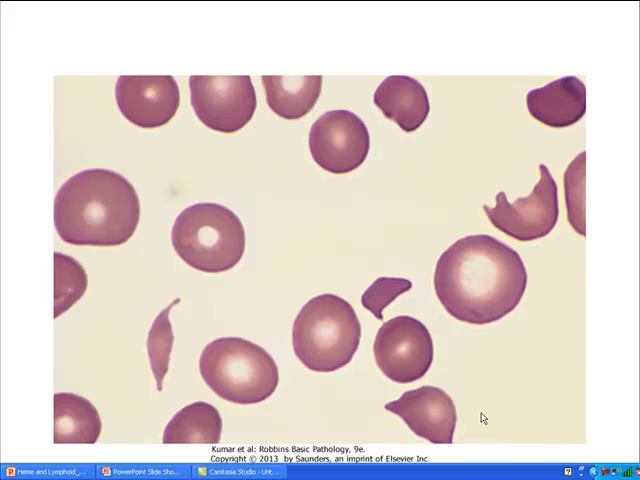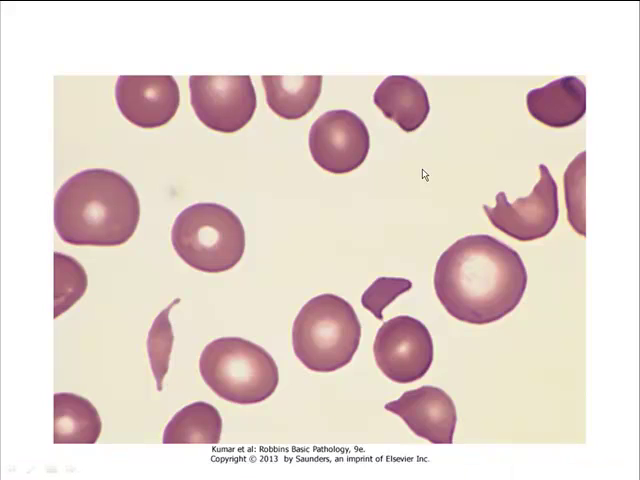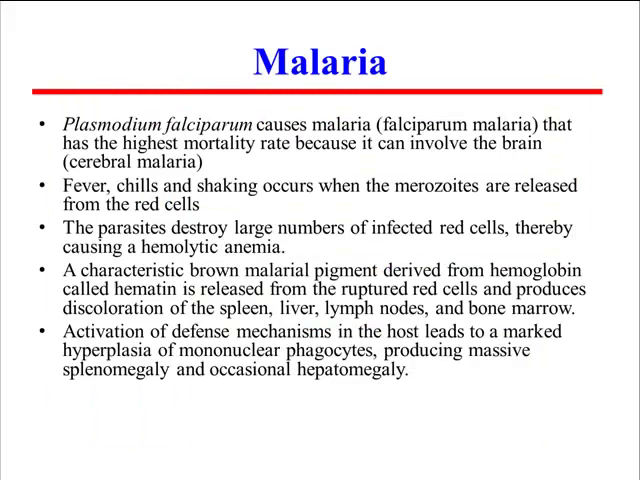Okay, this is just a peripheral smear of a patient that has hemolytic uremic syndrome. You can see the red blood cells here. They're fragmented and broken up, and that's just caused by trauma due to the red blood cells going through these blood vessels that are obstructed.